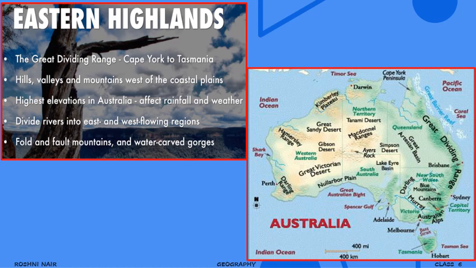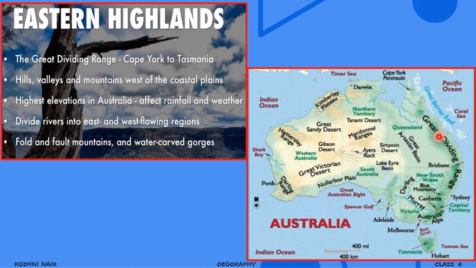Let us start by understanding the first region, or the first physical feature of the continent of Australia, the Eastern Highlands. As I mentioned, the Eastern Highlands extend from Cape York in the northern part of Australia. Let me show you. This is the Cape York Peninsula in the northern part of Australia. It extends from there to, you can see, the Tasmania region. All this comes under the same region.